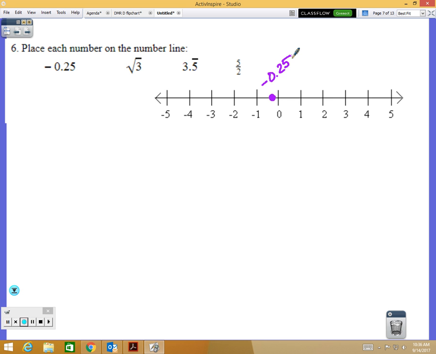Okay? The square root of 3, again, we need to estimate the square root of 3. That's really close to the square root of 4, isn't it? And the square root of 4 equals 2. So that means it's just going to be a little bit less than 2. There we go. 3.5 repeating. Just pretend it's 3.5, so halfway between 3 and 4.